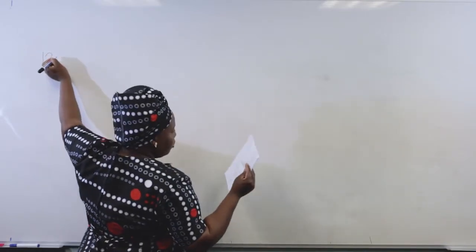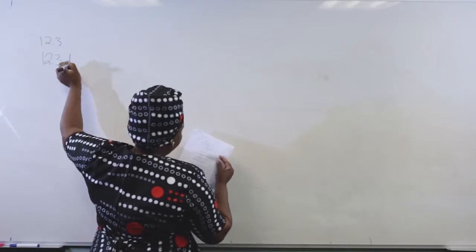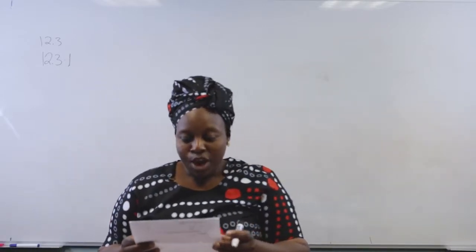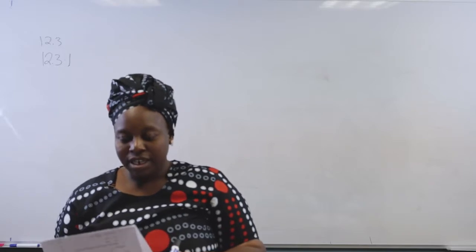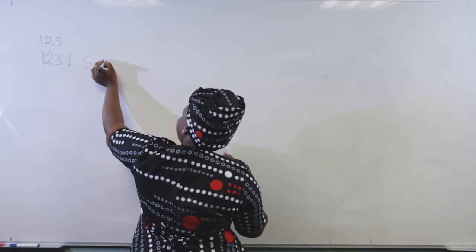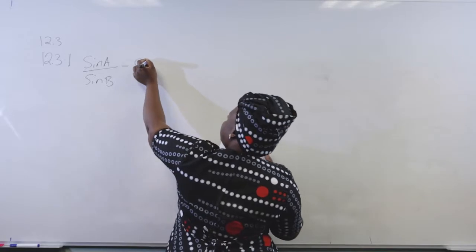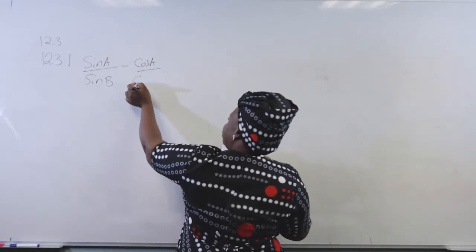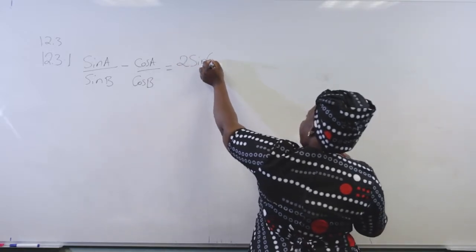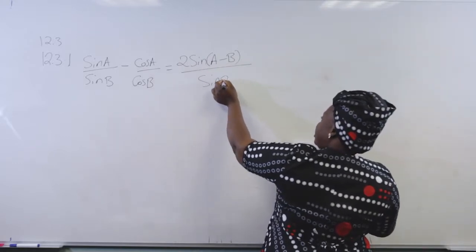12.3.1. They said prove that. So we are doing too much proof here. For angles A and B, obviously the left side must be equal to the right side. So let's write what they've given us. This is sine A divided by sine B minus cos A divided by cos B must be equal to 2 sine (A minus B) divided by sine 2B.